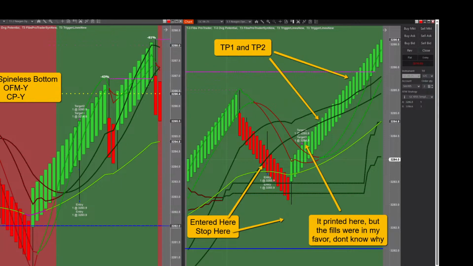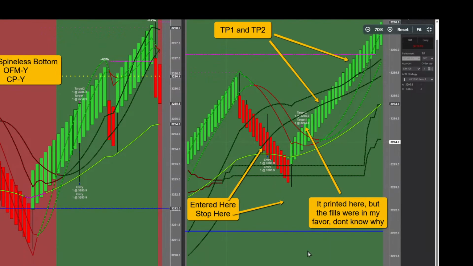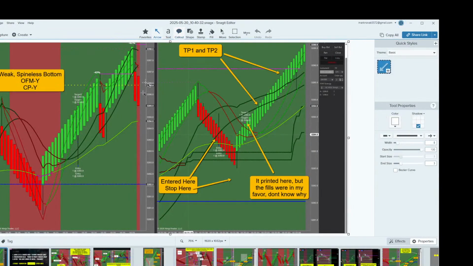Odds favorable, clear path, perfect entry, awesome stop placement. It printed here, but the fills were in your favor. Don't know why. Probably because the market went so fast, Better Dad. Yep, look at that. The market was going so fast, it just had trouble printing. Let's talk about this weak, spineless bottom though. It's a weak bottom, right?